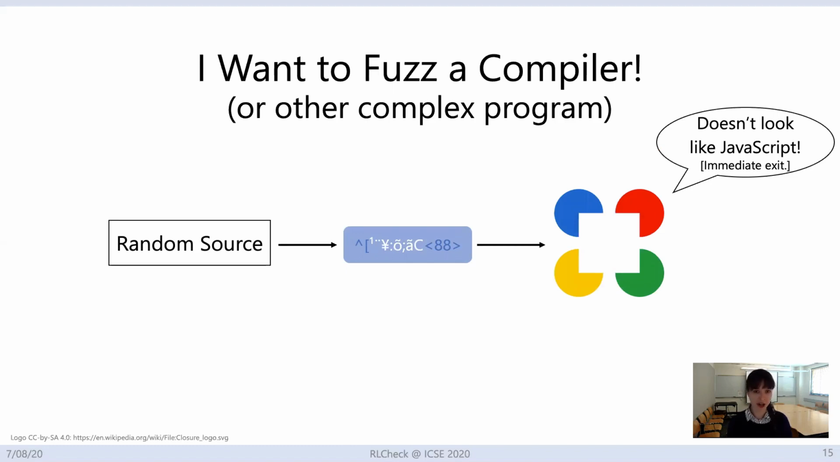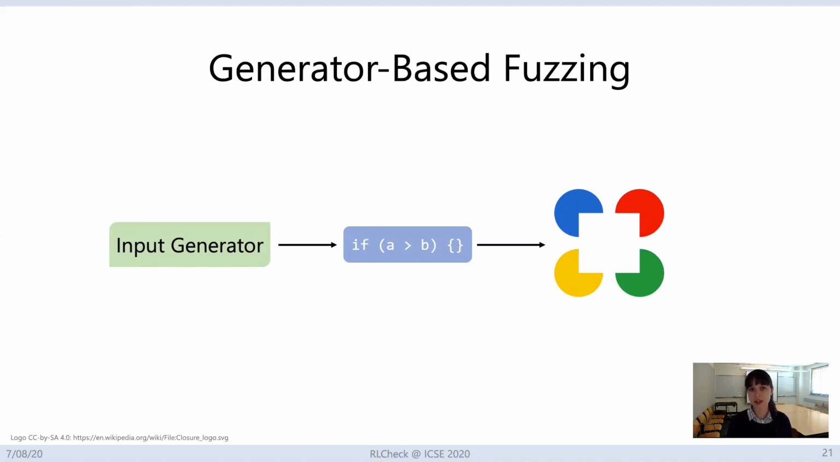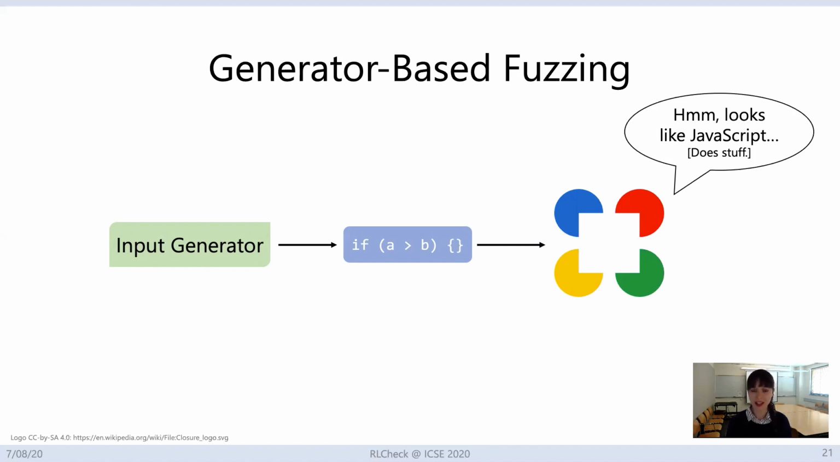So the idea of generator-based fuzzing is quite simple. Basically, instead of having a random source that's generating your random inputs, you have a specific input generator, which is a function that's non-deterministic, and each time you call it returns a random input, but in a given input space, here say JavaScript programs, so that your test program will actually do stuff, and hopefully you'll find interesting bugs in your program.